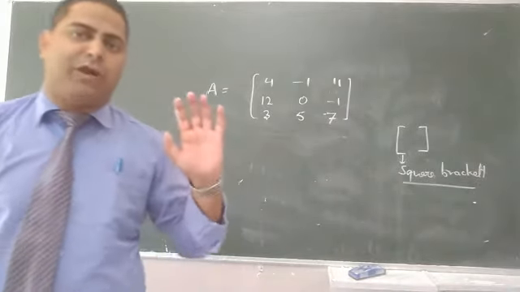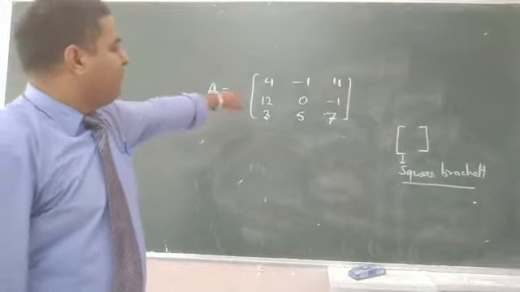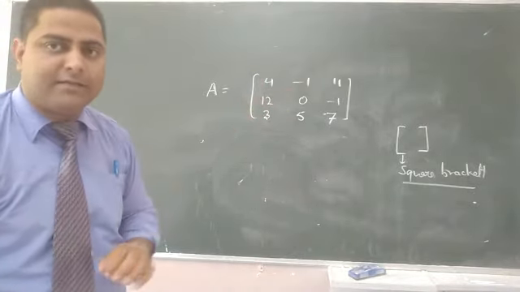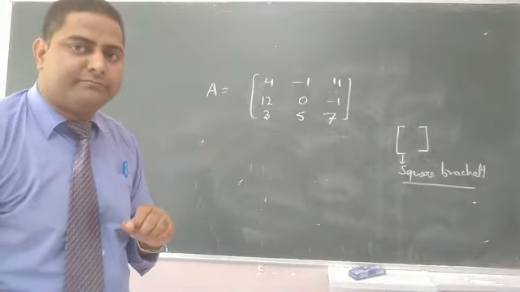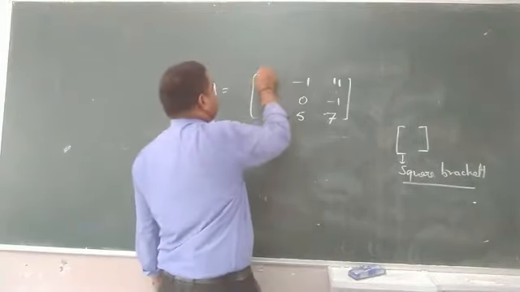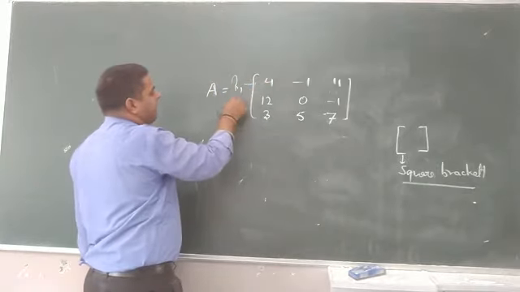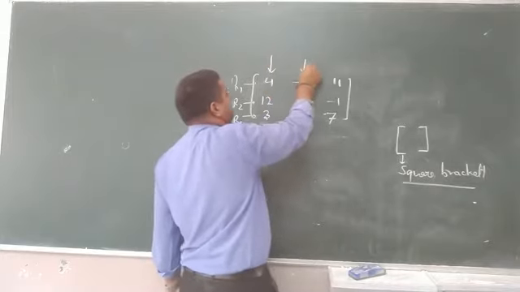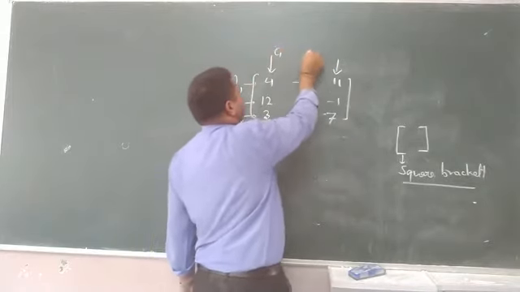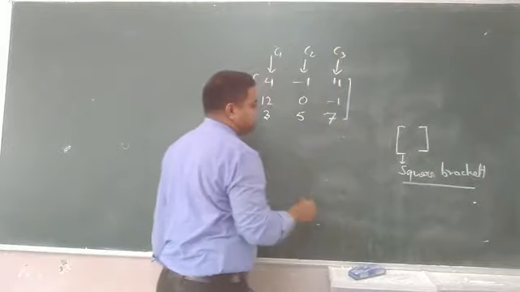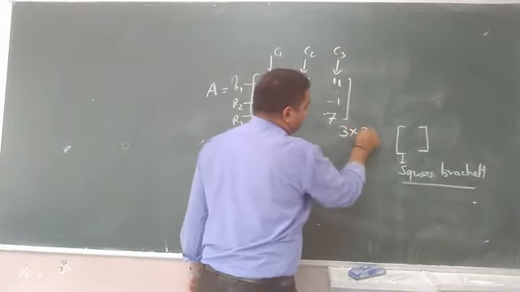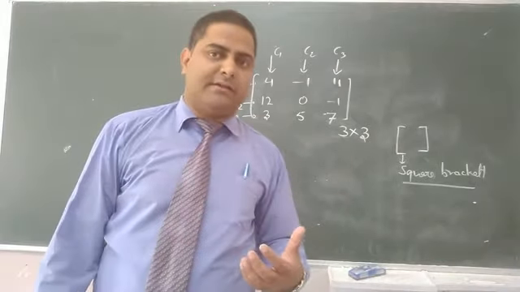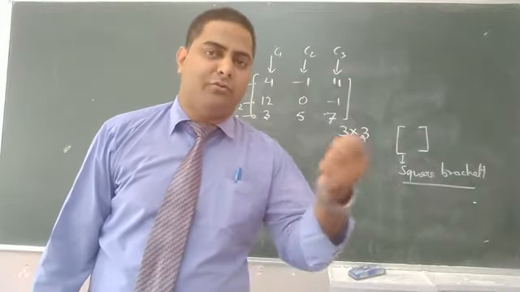So we have taken one matrix. Members 4, minus 1, 11, 12, 0, minus 1, 3, 5 and 7. What is the order? You can see here it has 3 rows, R1, R2 and R3. And how many columns does it have? It has 3 columns, C1, C2 and C3. So order is 3 into 3. So we say it is a matrix whose order is 3 into 3.